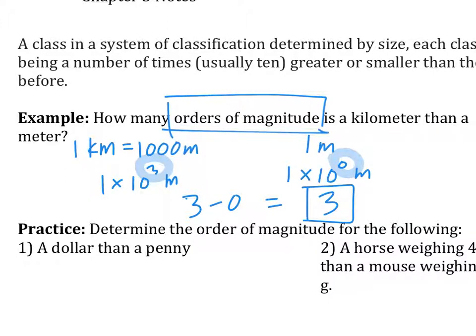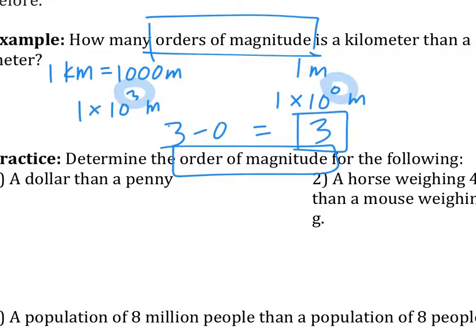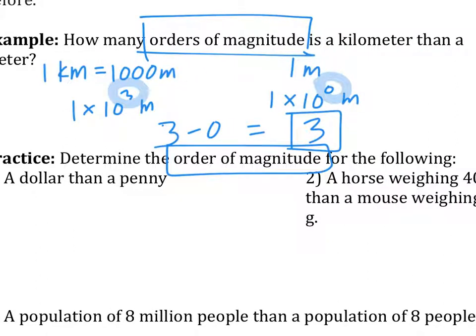Okay? So order of magnitude is a little different from just how many times. It's how many 10 to that times. Okay, so let's have you practice. $1 versus a penny, a horse weighing 400 kilograms versus a mouse weighing 40 grams. You have to always turn it into the same unit. Whatever the unit is, you have to turn it into the same and then compare them.